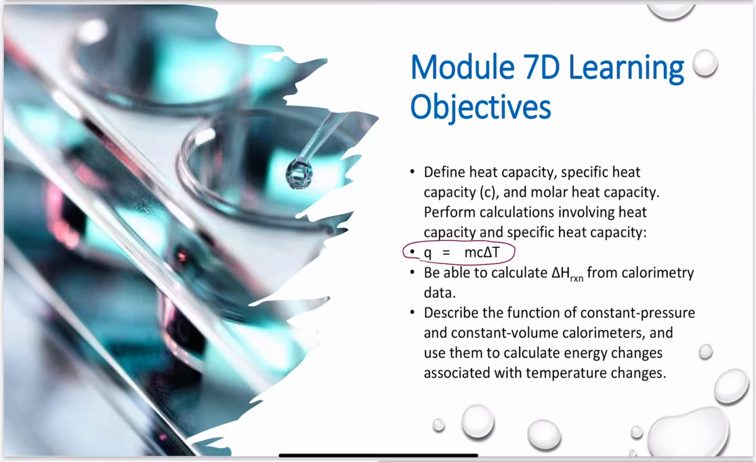This equation is very important. Memorize it. Just memorize it right now. You're going to see it again in second semester. You need to be able to calculate delta H for a reaction from calorimetry data. Describe the function of constant pressure and constant volume calorimeters, and use them to calculate energy changes associated with temperature changes.